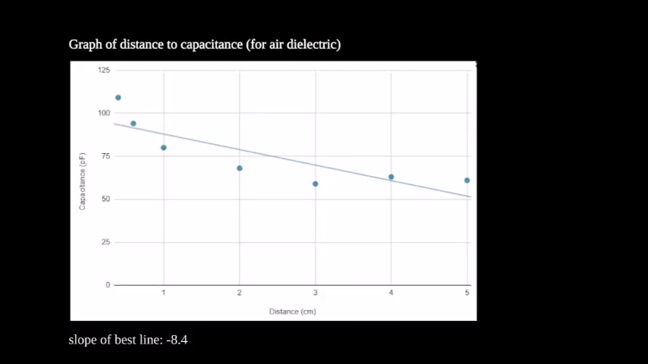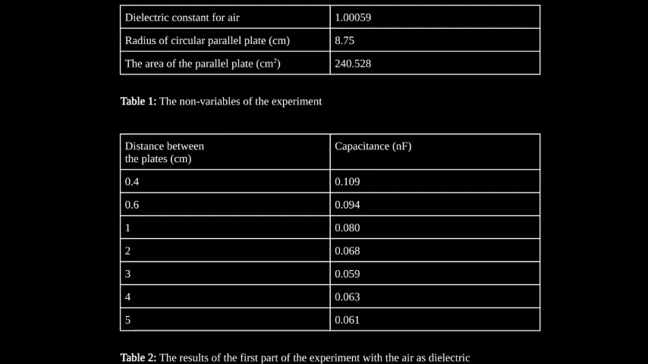Here's the graph that I obtained that shows the capacitance is decreasing when the distance between the parallel plates is increasing. The data obtained from this experiment is as shown. The average of the percentage error in the first part of the experiment is approximately 600%. Furthermore, the dielectric constant I found for glass is smaller than expected.